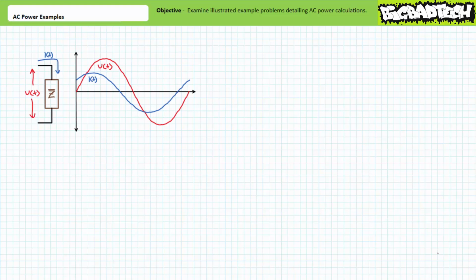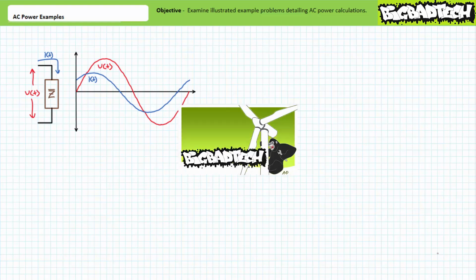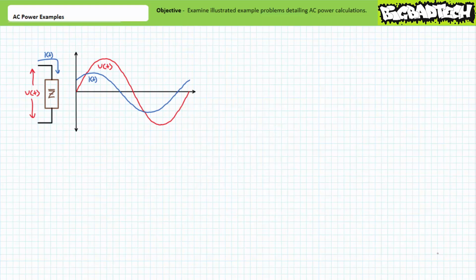Today's lecture is a series of illustrated examples about AC power calculation. Recall during the AC power lecture, available at the Big Bad Tech channel, we examined the relationship of apparent, real, and reactive power and learned to calculate these quantities on an introductory level. Today's lecture is merely an extension of this topic by way of a series of practical examples.